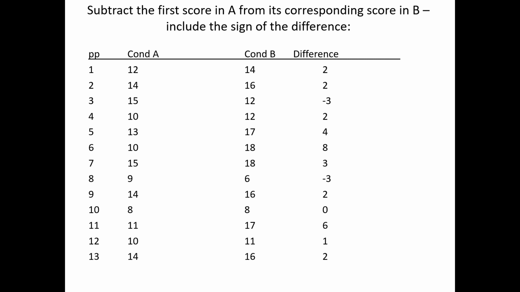Now you'll notice participant number 10, they've got all null hypothesis on you because they have scored 8 in condition A and 8 in condition B. So the difference in their scores is 0. They're kind of upholding the null hypothesis here, aren't they? There will be no difference in the conditions. So we're going to come to that in a minute.